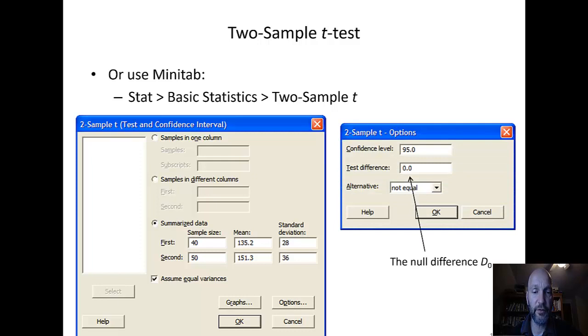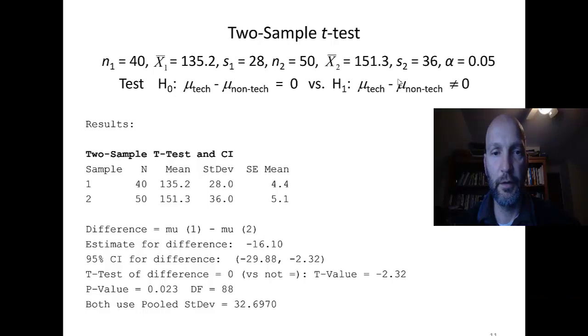And then it's also good to look at the options and make sure that we got the confidence level correct, 95%. That corresponds to alpha being 5%. The difference in the hypothesized values is going to be 0, and the alternative hypothesis is two-tailed, so we want to make sure that we have not equal in the alternative box. Click OK twice, and here is the output that we get from Minitab.